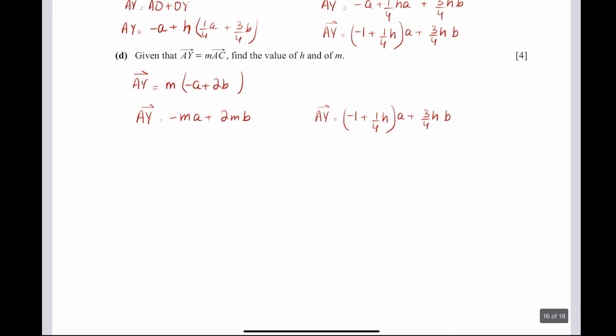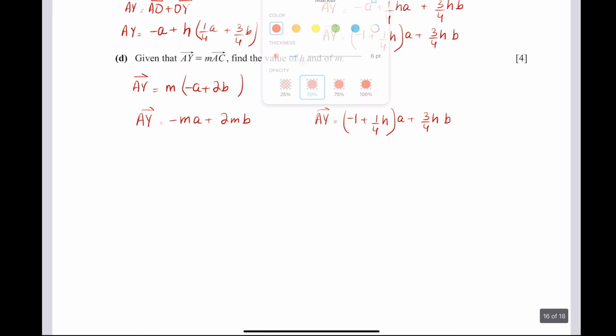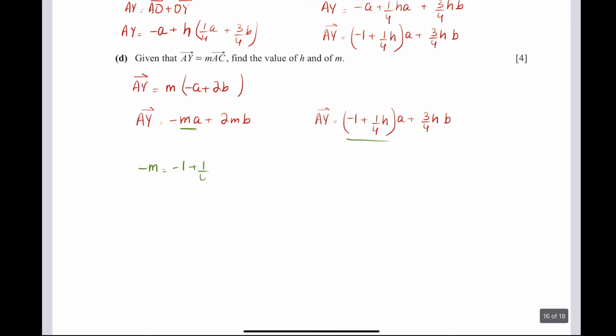here. Now this is a 4-mark question, so you got to make sure that you earn all these 4 marks. So what we have to do next is form 2 equations and solve them simultaneously. So one equation is quite clear. Minus m is equal to minus 1 plus 1/4 of h. Okay, I would suggest that you rearrange it. So if you take m over here and minus 1 over here, it's going to be 1/4 of h plus m equals 1. Here's your first equation. Now the next equation is 2m equals 3/4 of h. 2m equals 3/4 of h.